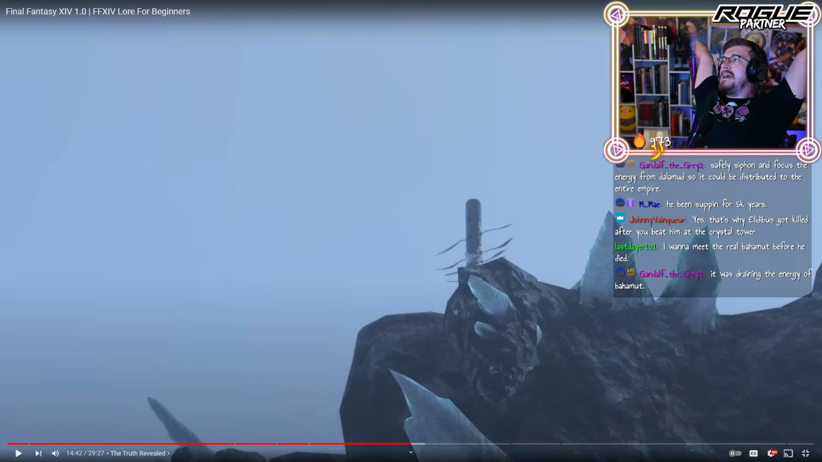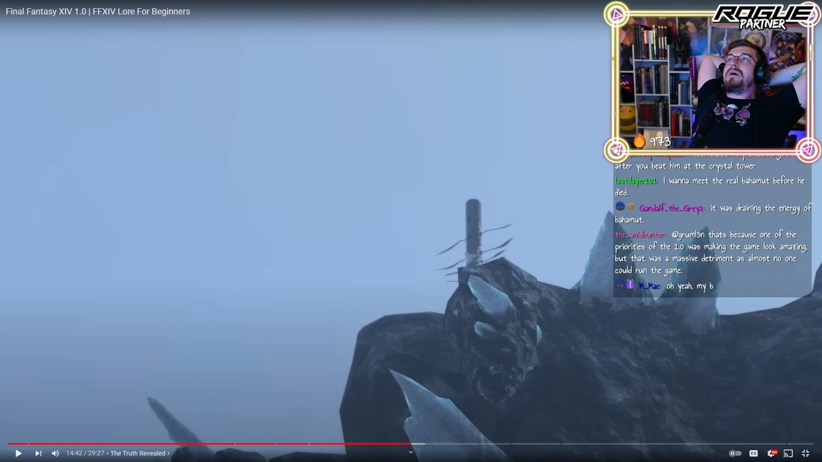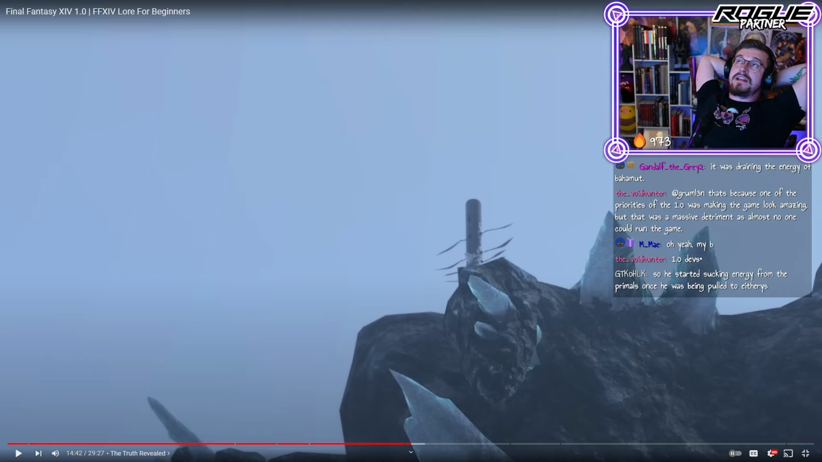It was draining the energy of Bahamut. Yeah, but Bahamut ended up super strong because of all the fervent prayers of the devotees that were there, right? So they were using him as a battery, right? Bahamut was self-sustaining because of the prayer of those also imprisoned there, and then they were using that as a continual power source. They basically imprisoned a god and used it as a battery. That's very, you know, never heard of that before. Titans.